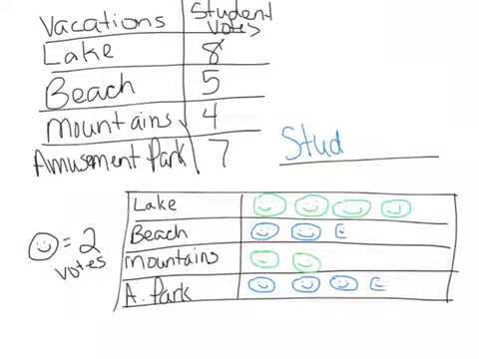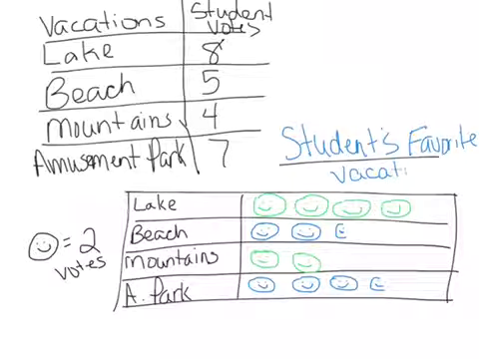So we can do students' favorite vacations. That'd be a good title. And you can also use this graph to ask yourself some questions. Like you could ask yourself, what is the favorite vacation choice for our students? Yeah, the answer is the lake. We have the most students choose the lake.